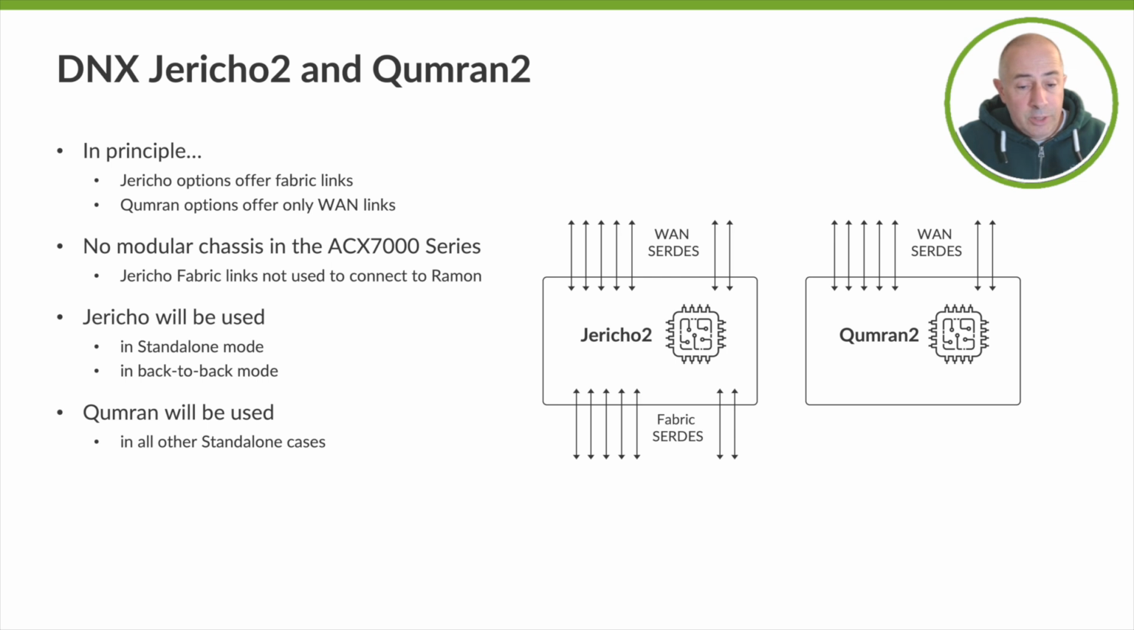When I talk about Jericho and Qumran, in principle, with Jericho, you can interconnect to a fabric card or directly in back-to-back mode to another PFE. On the Qumran 2, you are not using any kind of fabric SerDes, and basically it's a system on a chip where all the SerDes are connected. So that's the high-level definition, which is good for what we need to do.